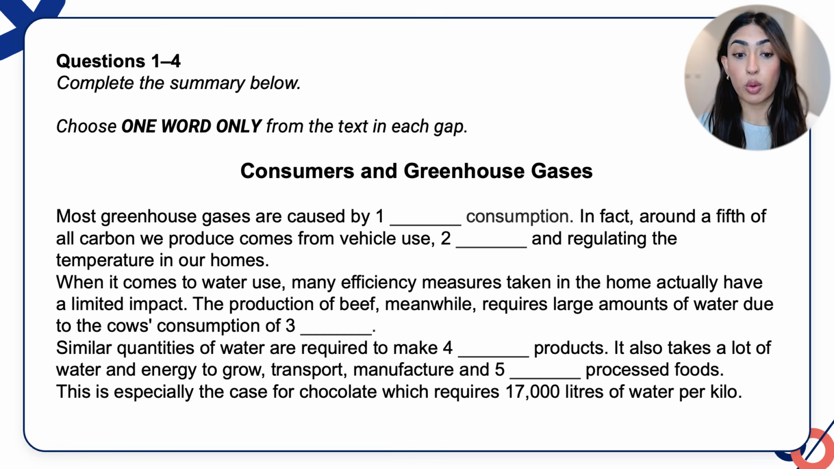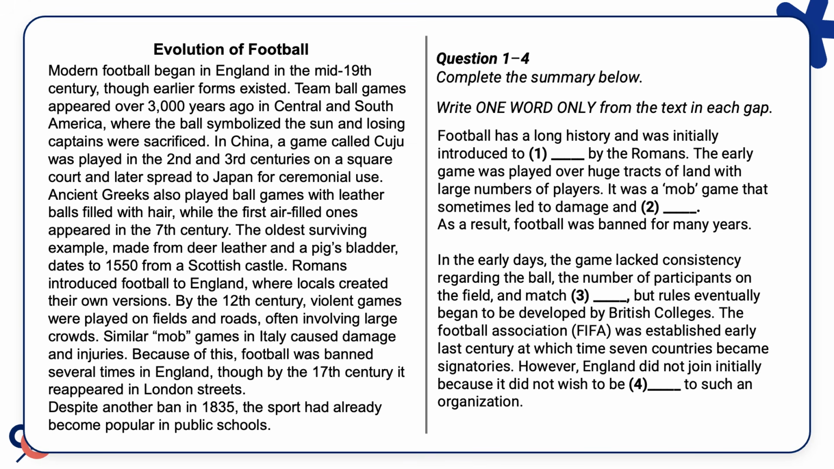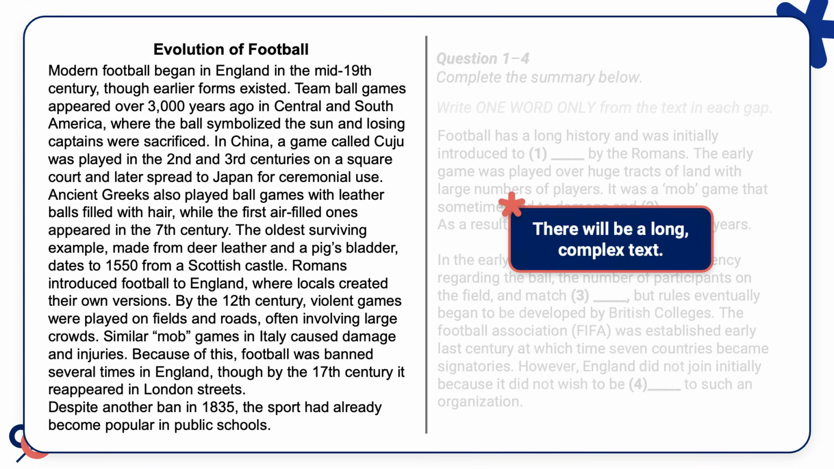To get a high score in this task, it's important to use the E2 method to help guide you to the correct answers. Before we dive into the method, let's do a quick overview of what summary completion looks like. In summary completion, there will be a long, complex text which the summary will be based on. You'll need to skim read this long text to find the right section that the summary corresponds to. This example is just a small section from a longer text.